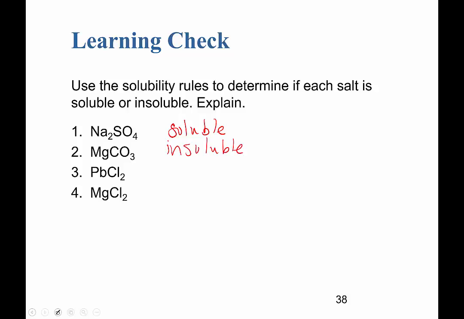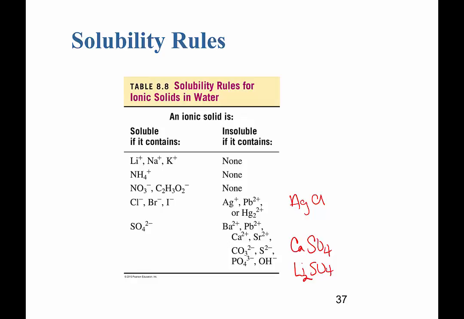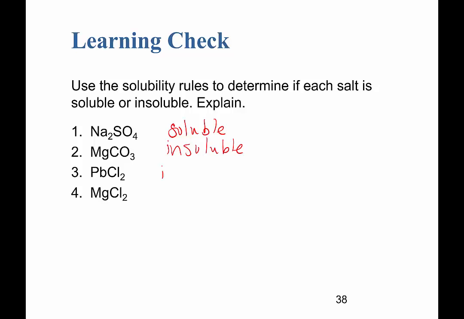I have lead chloride, so I have to find out about chlorides. Chlorides are soluble, but not with lead. So this is going to be insoluble. Magnesium chloride. Well, we just said chlorides were soluble unless it was with silver, mercury, or lead. So that means this one is going to be soluble. I can use my solubility rules to help me decide.